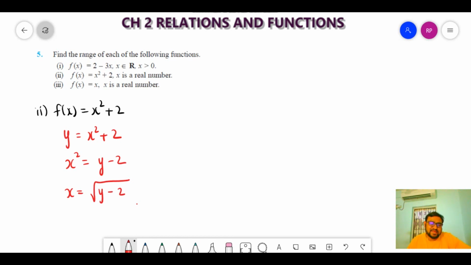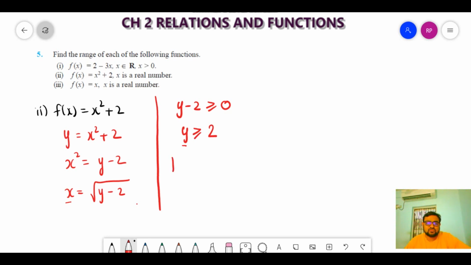This means that the value of x, that is square root of y minus 2, square root is only possible for a non-negative number. So this means that y minus 2 must be greater than or equal to 0, because square root of 0 is 0. Clear? Then only this function is possible. So this implies y is greater than or equal to 2. So y can have any value greater than or equal to 2.